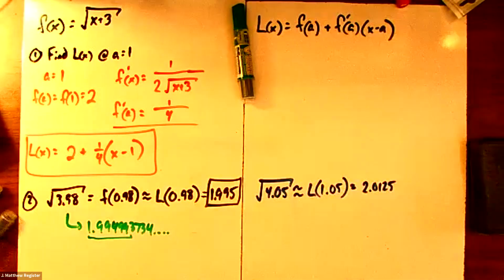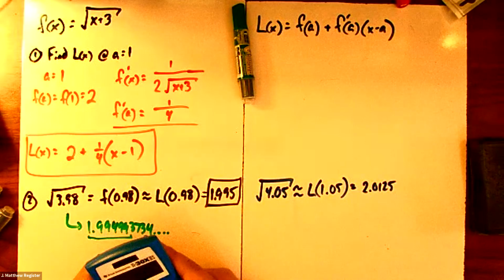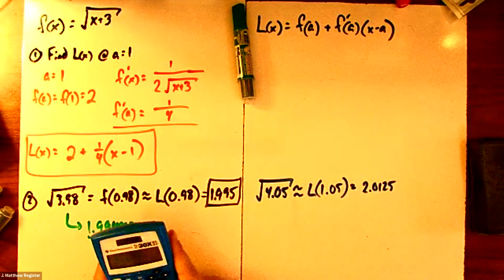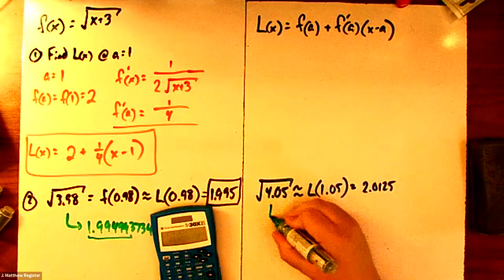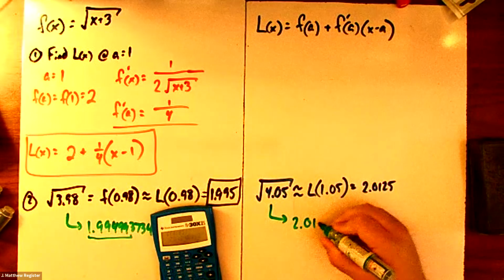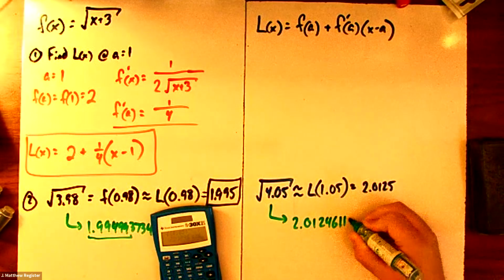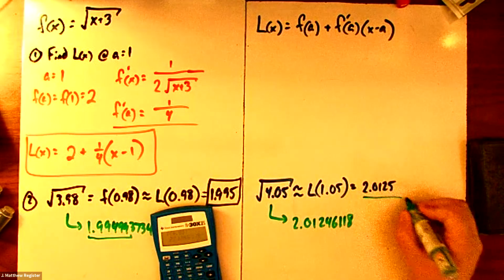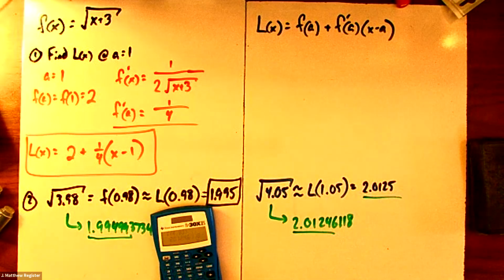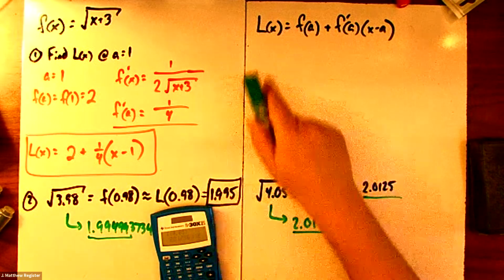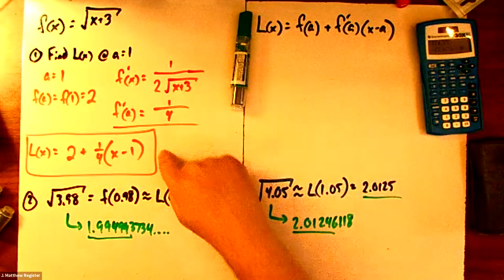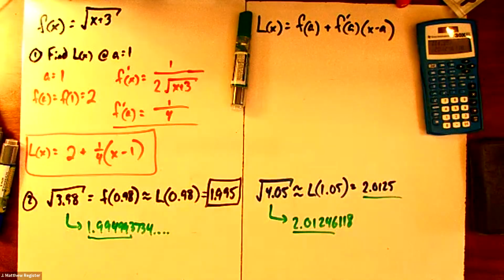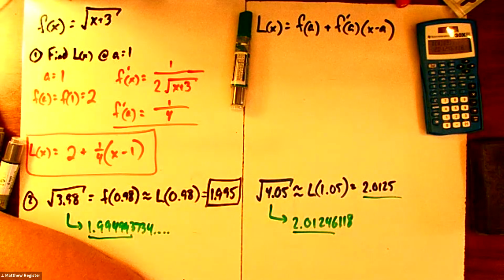Comparing that to the actual, the square root of 4.05 is actually 2.0124618. And so again, that's pretty close. It's still an overestimate. And again, the benefit of the linearization is it's a much nicer formula typically than the formula that you started out with, because linearizations always become lines, and we can do a whole bunch of stuff with lines.